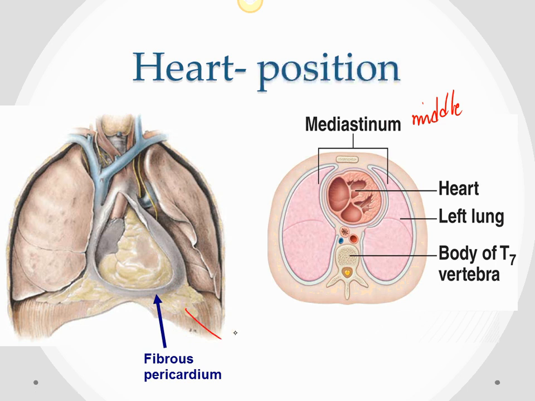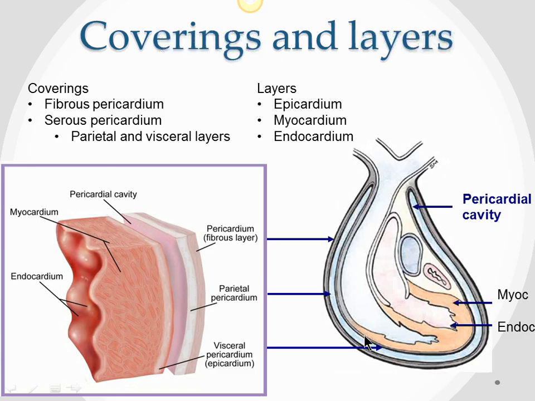So here is the diaphragm. You can see that the heart is actually resting on the diaphragm. And this fibrous pericardium above is fused with the blood vessels which enter or leave the heart. So up here, that's where it's fused. Now when we open up the fibrous pericardium, we'll see another layer inside.